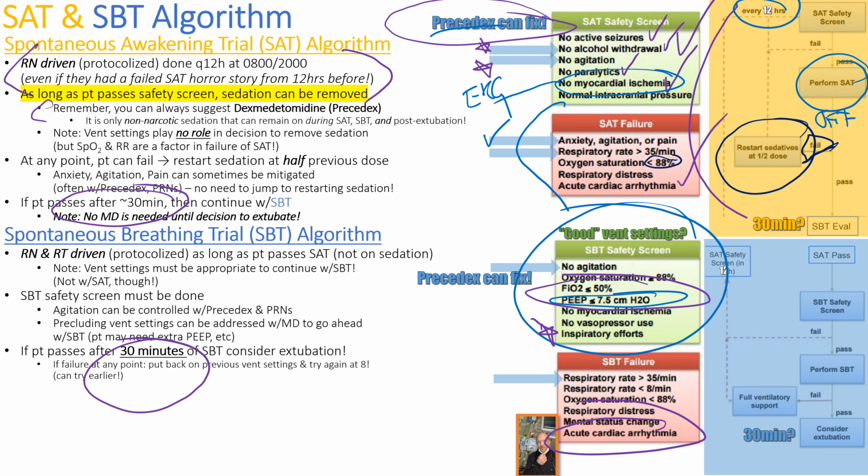If they have precluding vent settings, we can discuss it with the MD and let them know, hey, we're at a PEEP of 6. Can we take it to 5, or can we try the breathing trial with a PEEP of 6? And again, agitation can be controlled with PRNs and Precedex. We have medications we can give for delirium.